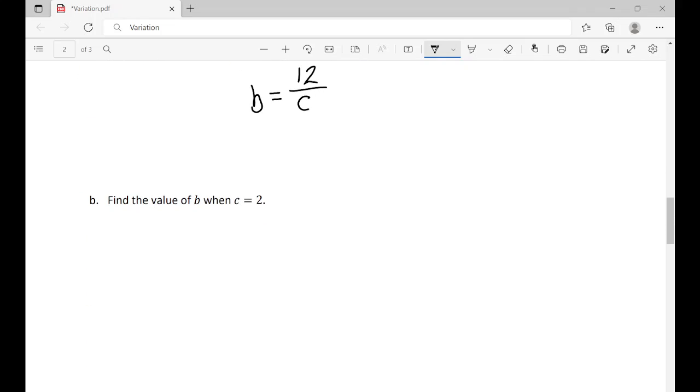And now I'm going to find the value of b when c is 2. So b equals 12 over 2. b is going to equal 6. So there's a solution to this part.